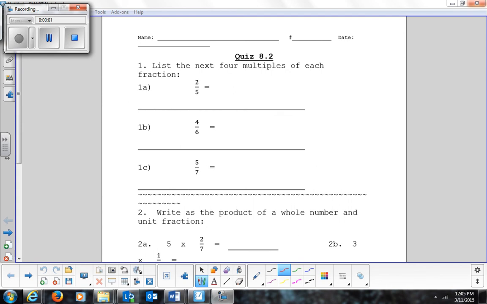So for 8.2, it says list the next 4 multiples of each fraction. Now, what am I going to do the multiples of? Which part of the fraction, Ivan? The top part, which is also called what? Numerator. Good. So, if I'm going to do the multiples of the top part, what is the next multiple of 2?